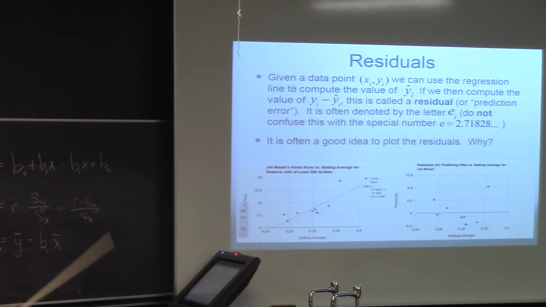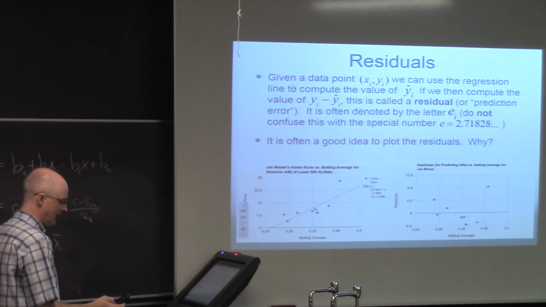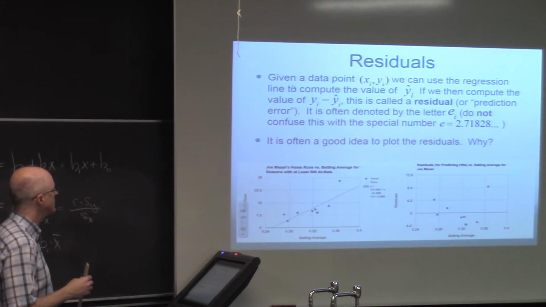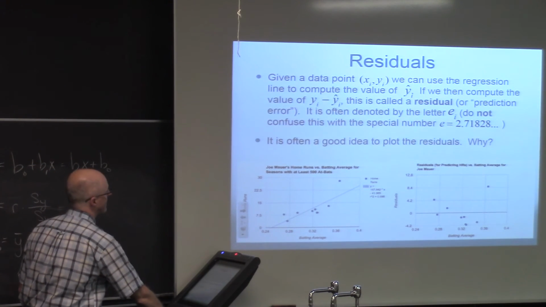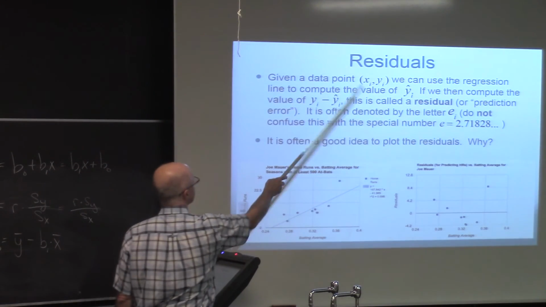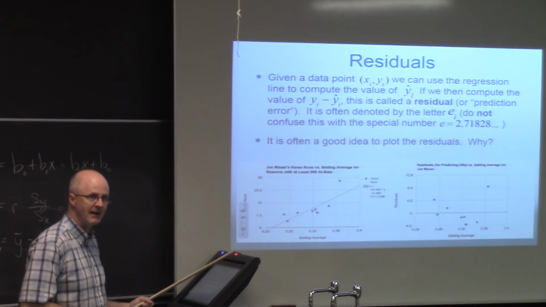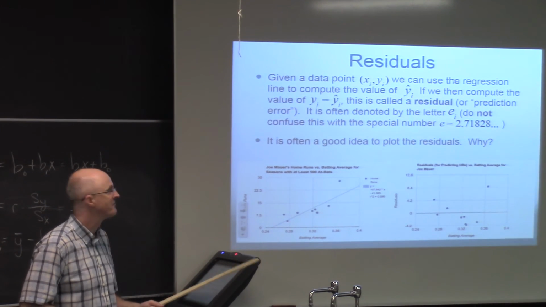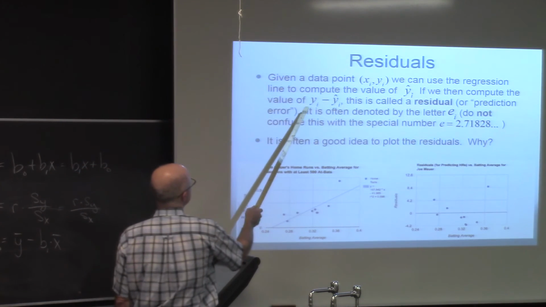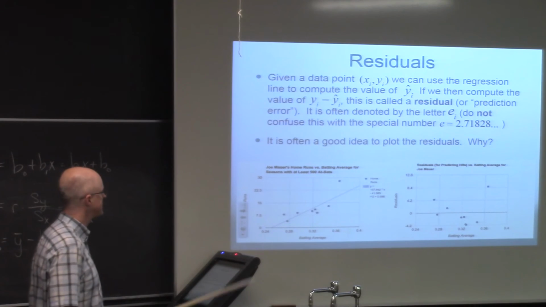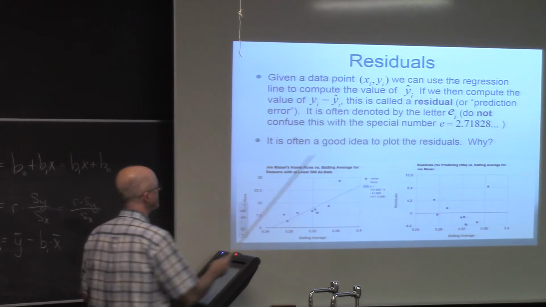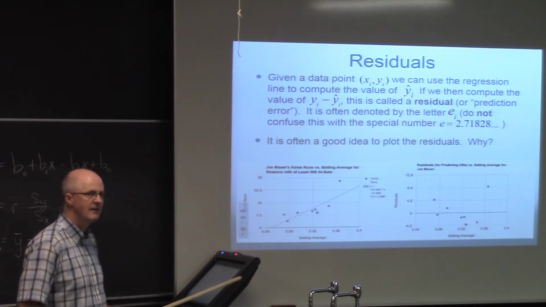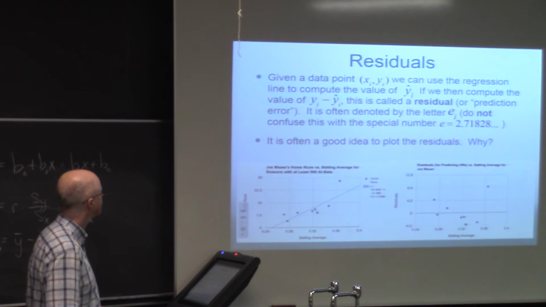You should also be able to compute something called residuals. Given a data point, and here I am going to use subscripts xi, yi, we can use the regression line to compute yi hat, in other words, the predicted y from the given x, which is not necessarily a data value. To find y hat, you plug xi into the regression line equation. If you then compute this difference, yi minus yi hat, it's called a residual or prediction error. It's often denoted by the letter e sub i, but don't confuse that with this special number e, which is about 2.71828, that you may have heard of from pre-calculus or calculus.